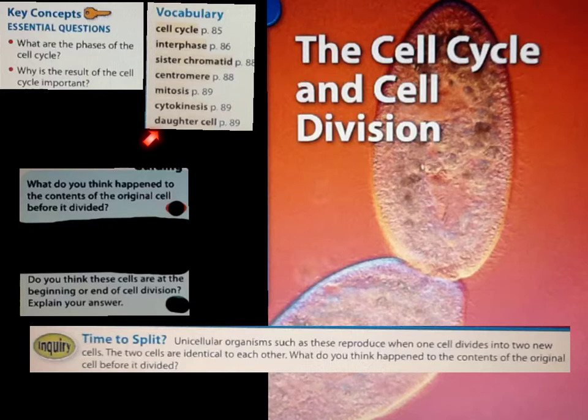Also, please, let's write down these two questions, the essential questions. By the end of the lesson, you should be able to answer those. The first one, what are the phases of the cell cycle? We'll be going through that in this lesson. The second one, why is the result of the cell cycle important? Those two questions need to be also written down in your science journal, and by the end of the lesson, you will be able to answer those questions.